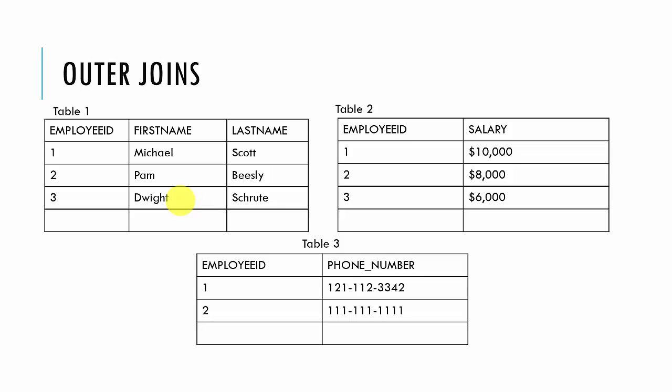Now, what is interesting in these 3 tables? In a previous slide, we saw that table 1 and 2 had the exact number of rows, right? You had employee ID 1, 2, 3, employee ID 1, 2, 3 in both the tables.